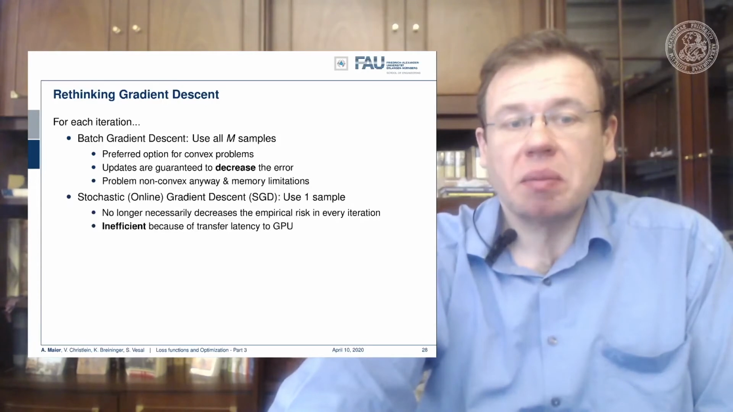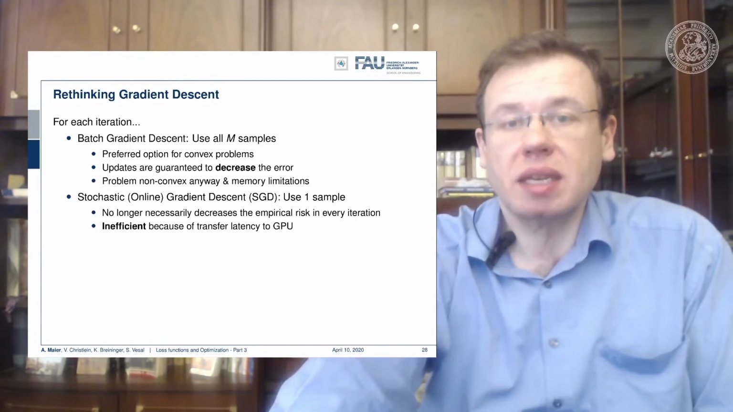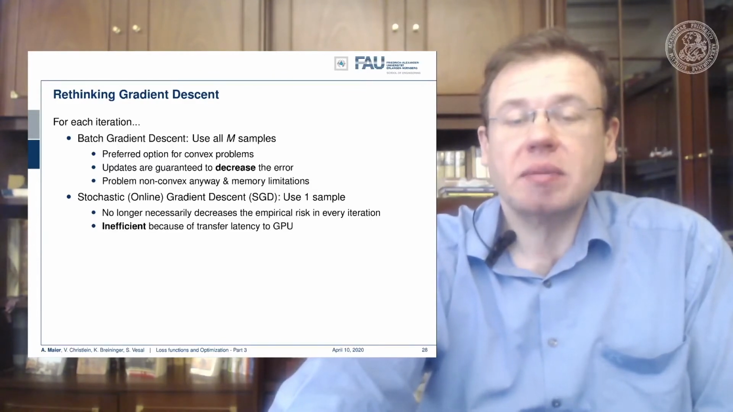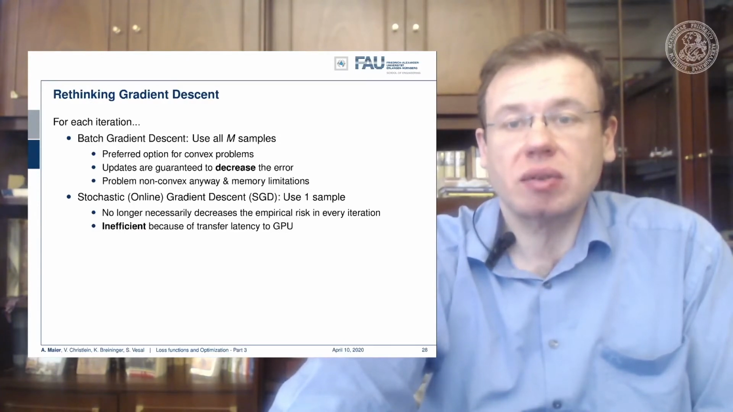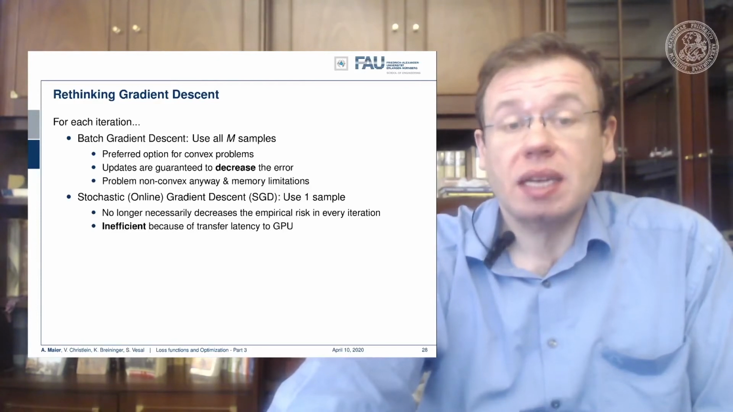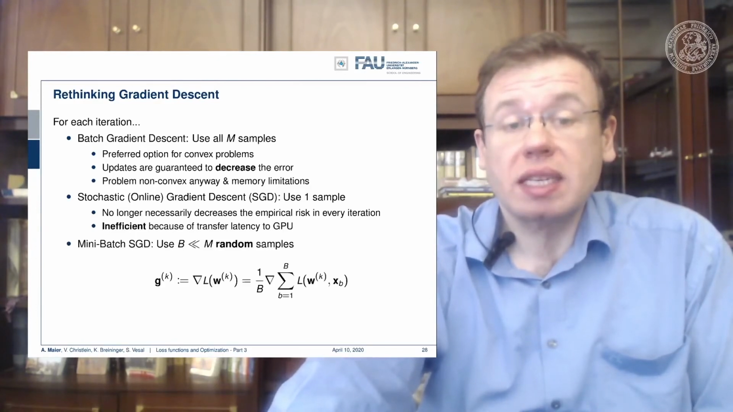So this is why people like to prefer other things like the stochastic online gradient descent, the SGD, and here they use just one sample and then immediately update. So this is no longer necessarily decreasing the empirical risk in every iteration, and it may also be very inefficient because of the latency transfer to the graphical processing unit. However, if you use just one sample, you can do many things in parallel. So it's highly parallelizable.